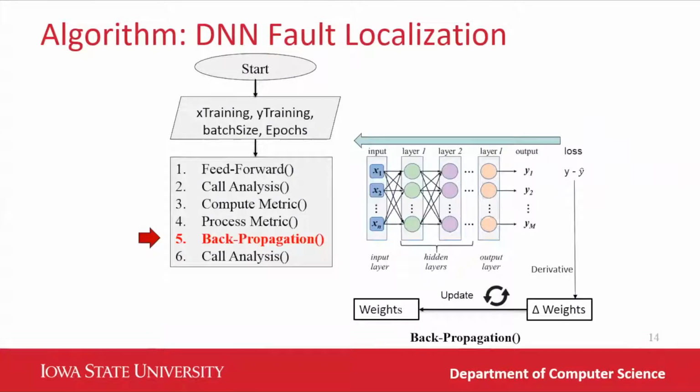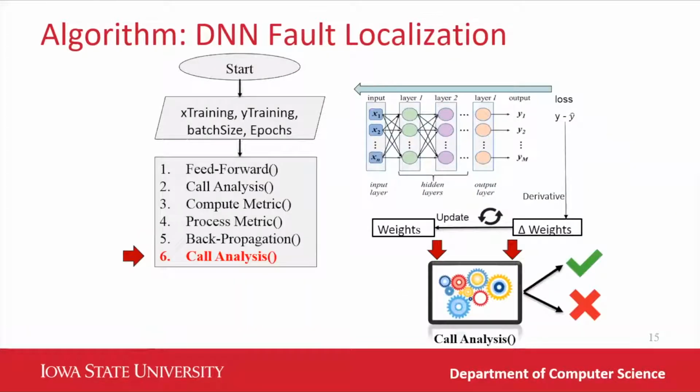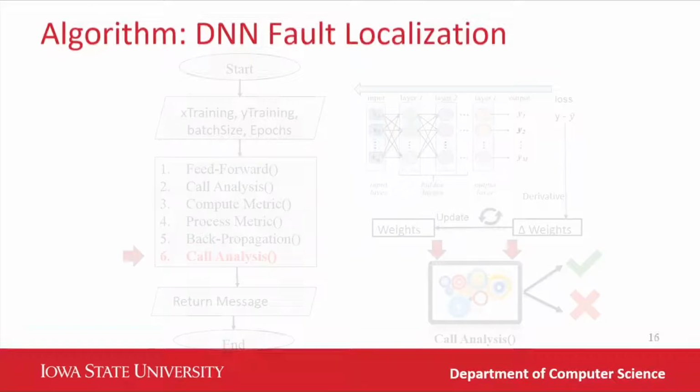In the backpropagation stage, the algorithm collects the weight and delta weight for each layer in each iteration. The algorithm also invokes the analysis procedure and passes the weight and delta weight for each layer to check if there is any numerical error.